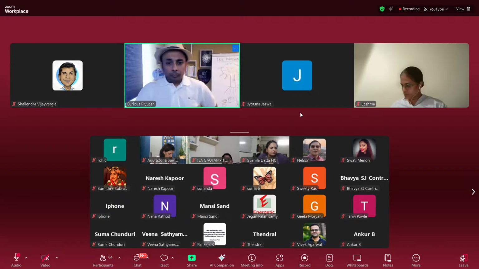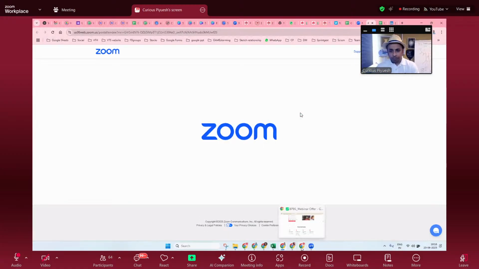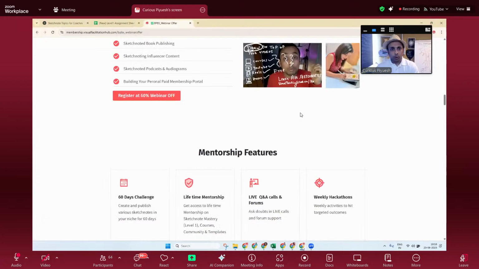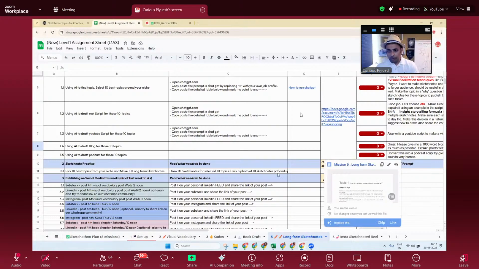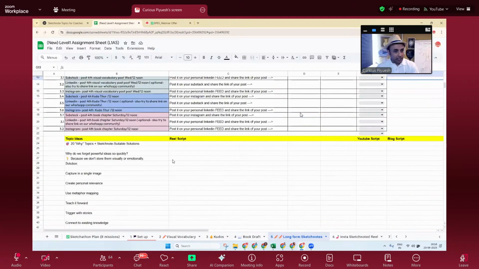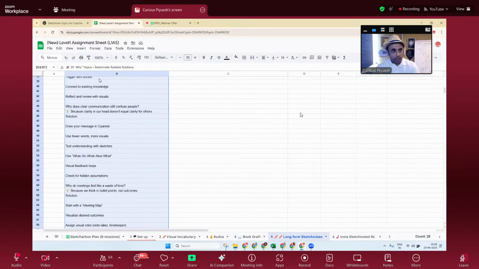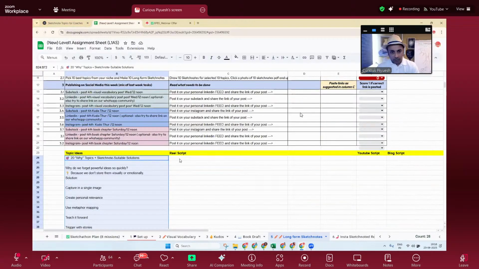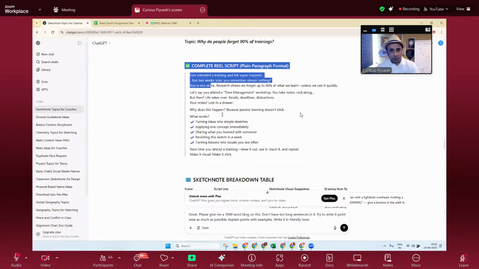So the process is. In the last session, the long form sketchnote session, I gave you a prompt, and from that prompt we were able to extract the topic ideas. I'm just giving a revision. Then we chose one topic, and we extracted all the formats, reel format, YouTube script, blog script, everything of that topic, right? So what I'm doing is extracting that script. This is the script which is already there.